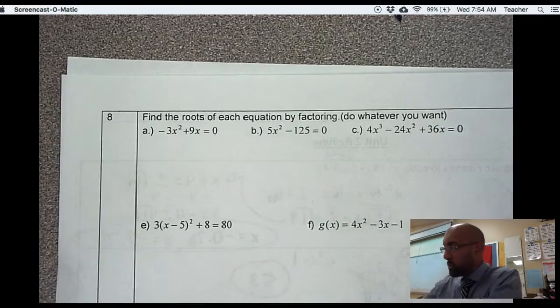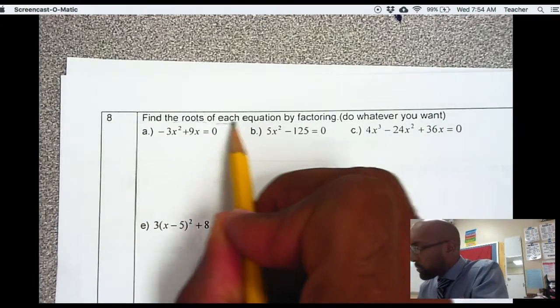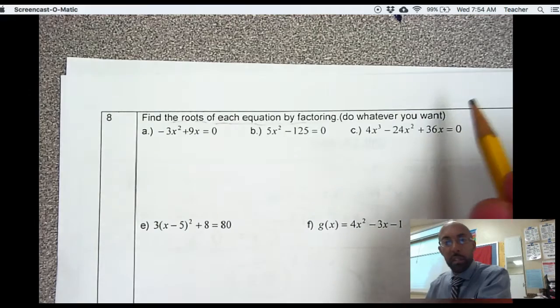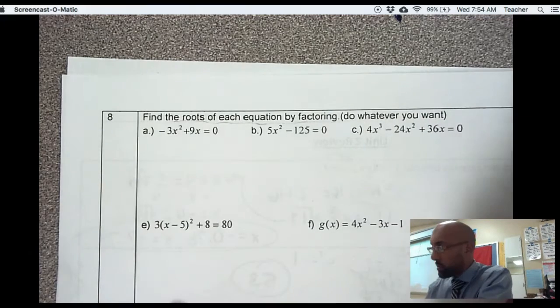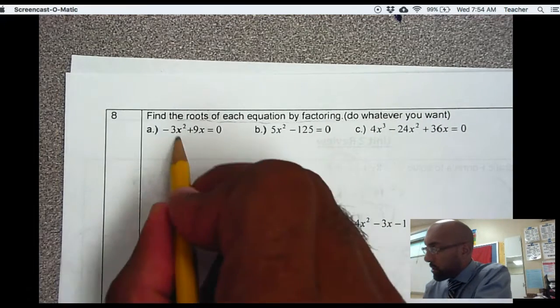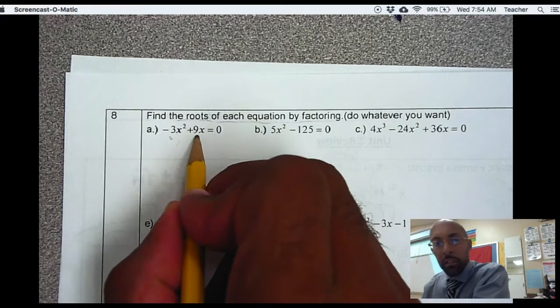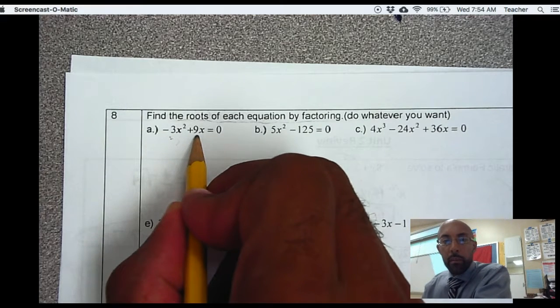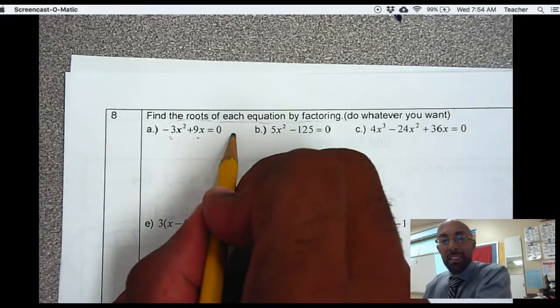Okay, page 2. So the first one, find the roots of each equation. Remember, roots is the same thing as x-intercepts or solutions. Basically, solve for x. Now I notice I've got two terms on this side. They both have x and it's already equal to 0, so I'm going to do GCF.